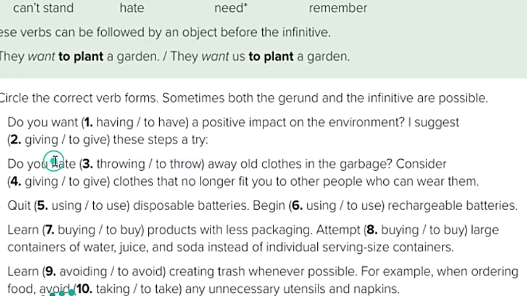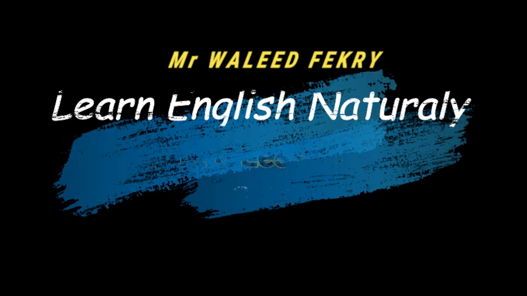So if you look at this example, do you hate throwing or to throw away old clothes in the garbage? This is speaking generally. So the answer will be throwing. In another instance or in another situation, you can use to throw. Do you hate to throw a cigarette right now? So he is speaking right now. This is a big difference between throwing and to throw after the verbs that have dual membership. Thank you.